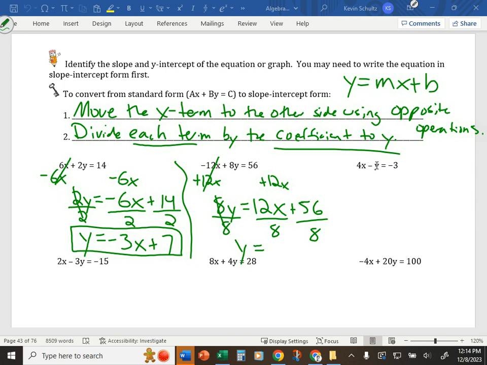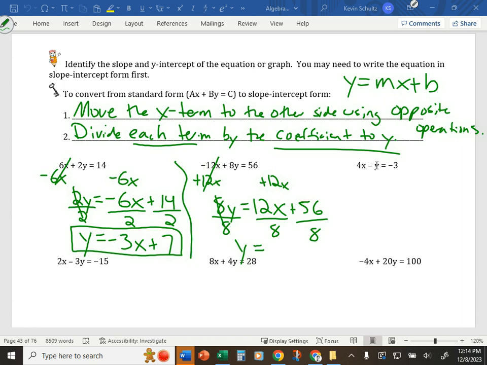What does this 12 divided by 8 become in slope-intercept form? That coefficient to x, what does the m represent? Slope. Is slope a decimal? No. Slope is a fraction, right? So it's okay these don't divide out evenly. We just have to simplify the fraction. What does 12/8 simplify to be?